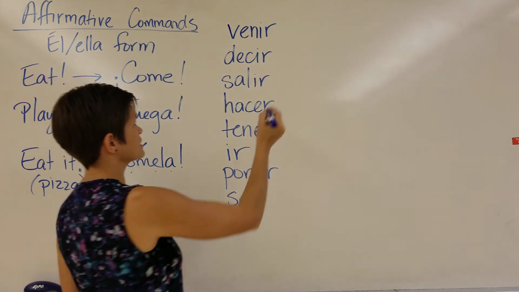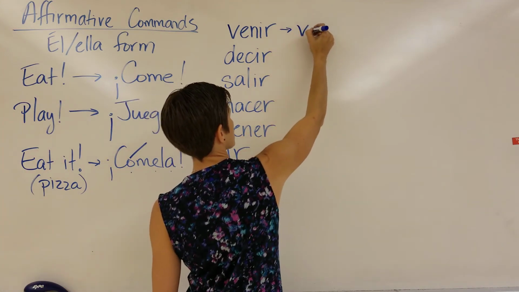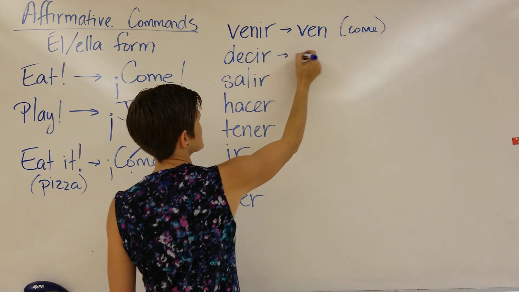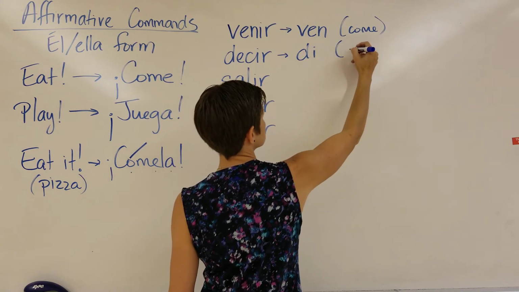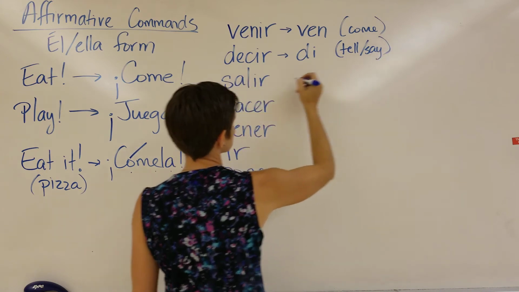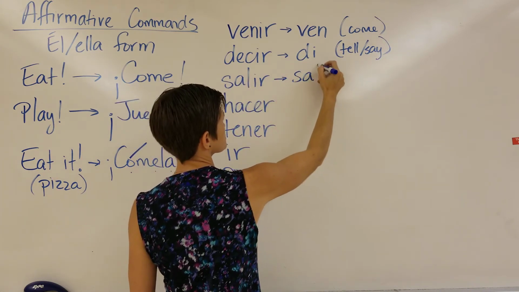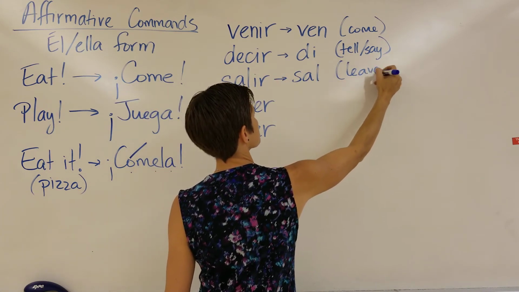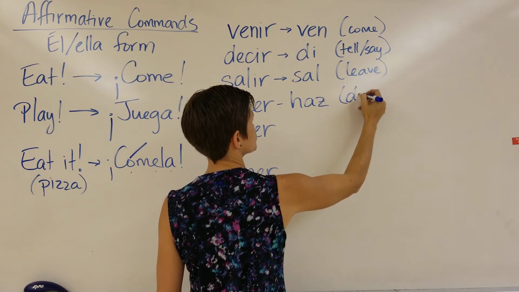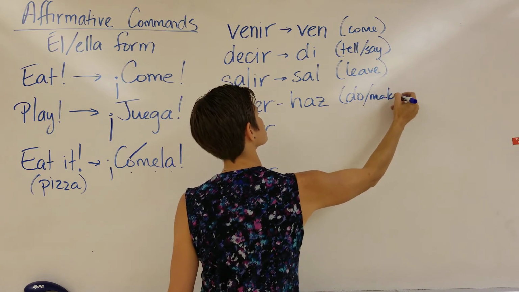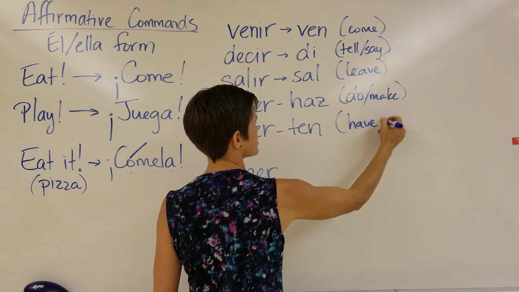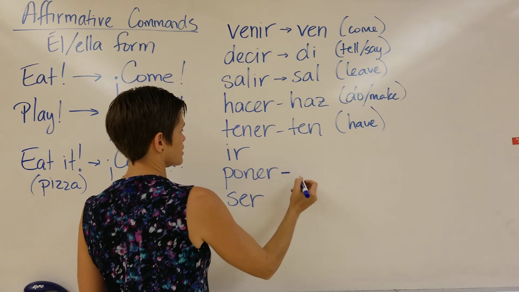So when we want to make these into commands, the irregular command for venir is ven, means come. Decir is di, means tell or say. Salir is sal, which means leave. Hacer is haz, which means do or make. Tener is ten, which means have, and we have lots of expressions that use that, like have care.